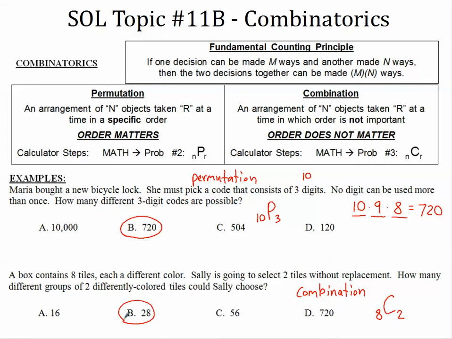So you need to understand the difference between permutation and combination. When you're talking about codes, the order matters. When you're talking about just picking some tiles out of a random box, the order does not matter. And then the calculator will do the rest for you.